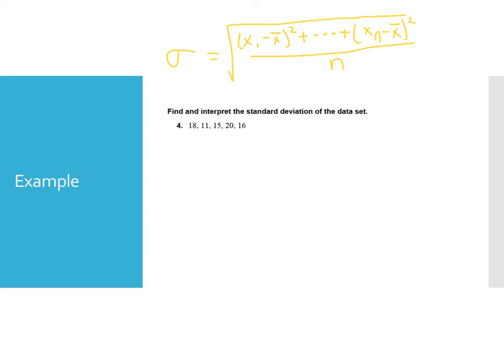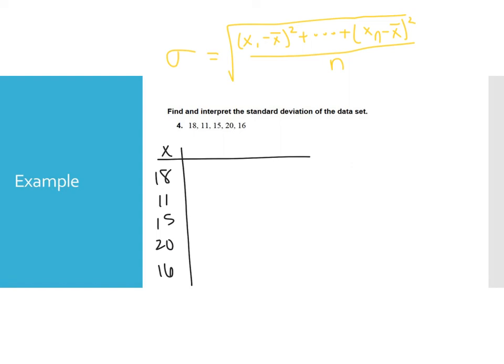All right, here's what we're going to do. We're first going to find the mean, and then find all of our data points minus the mean. We're going to square them, add them all up, divide by how many we have, and then square root it. If you want to do this as a table, you are welcome to. First we're just going to have our x's: 18, 11, 15, 20, and 16.